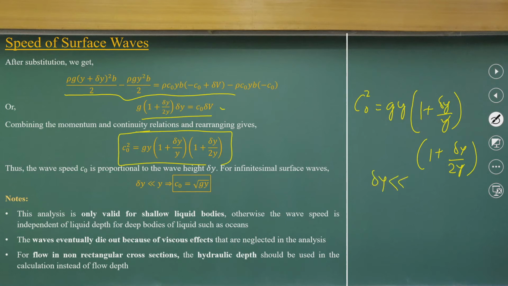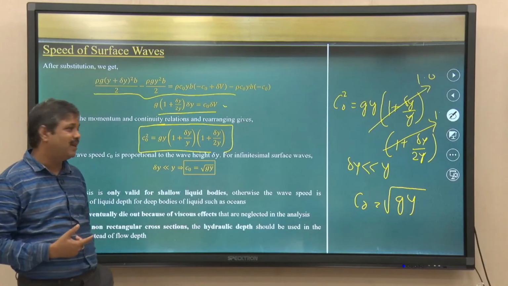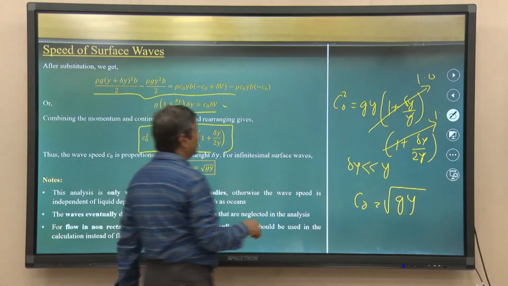Now, if you look at these terms, most of the time the surface wave height is much lesser than the depth of the water. In that case these terms become close to the value 1. That means c naught, the speed of surface wave, is equal to the square root of g times y. So, it can be positive and negative. I am not going into more details, but we will come back to this.